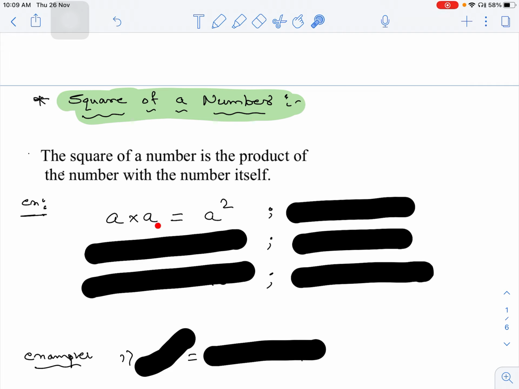If it is multiplied again with a, then we can write it as a square. That is, a is multiplied 2 times. Okay, how to read it? So it is read as a square.